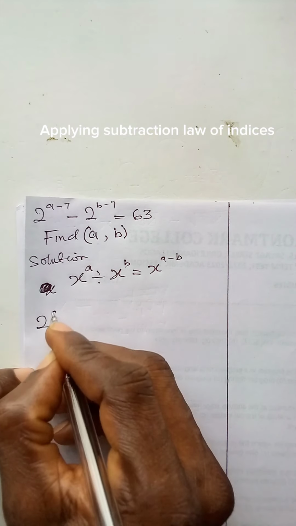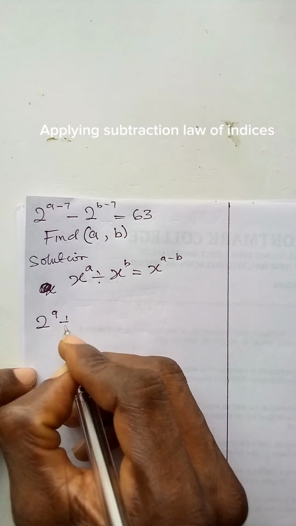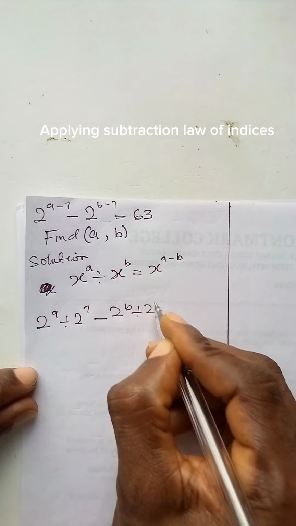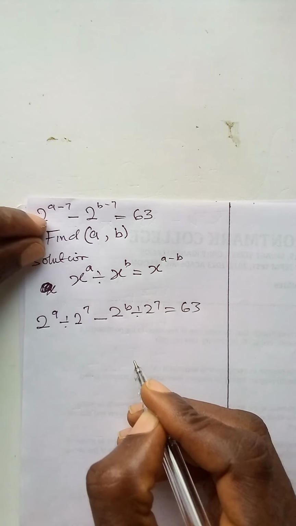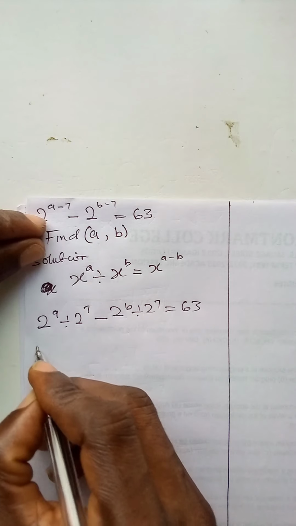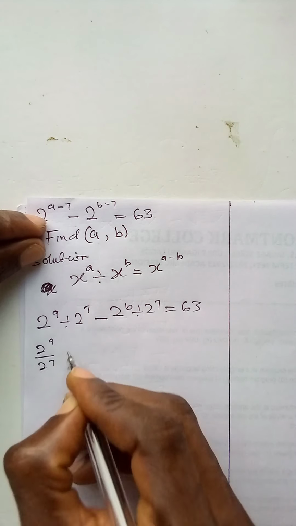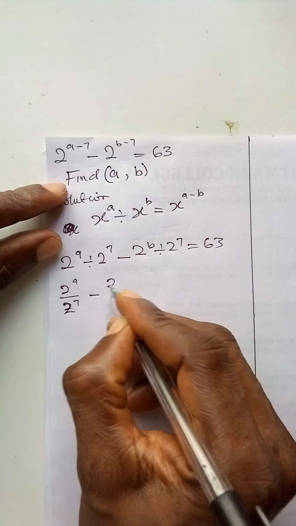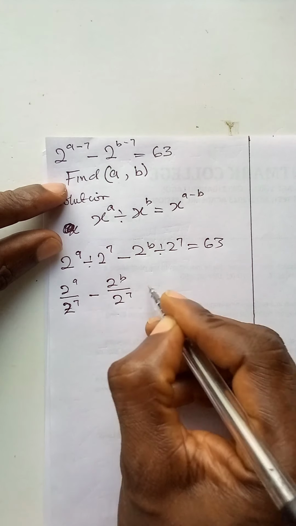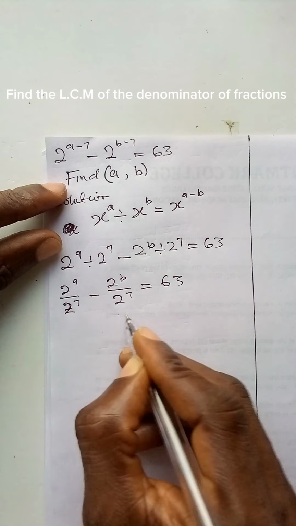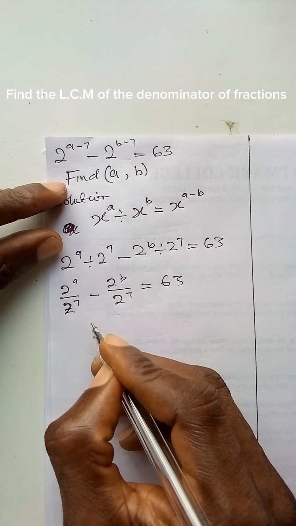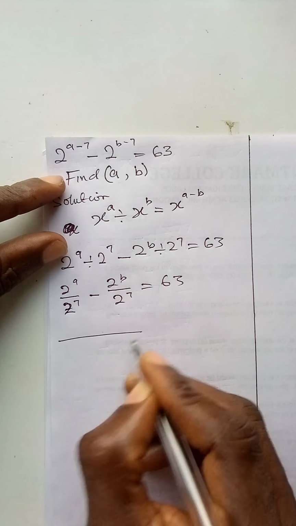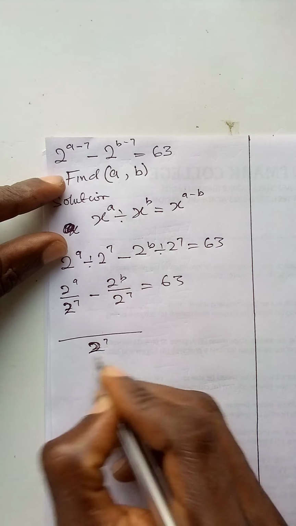That becomes 2 to power a divided by 2 to power 7 minus 2 to power b divided by 2 to power 7 is 63. Now, it also is the same as 2 to power a over 2 to power 7, not 27, minus 2 to power b over 2 to power 7 is equal to 63. So let's find the LCM of the fraction on the left hand side of the equation. The LCM is 2 to power 7. So we'll write the 2 to power 7 and then use it to simplify.